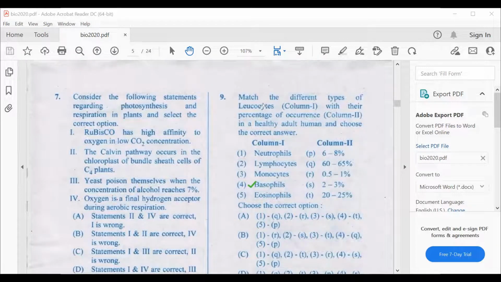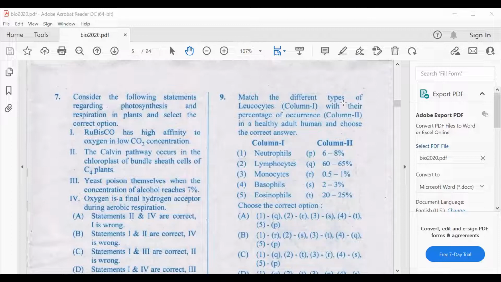The next question is the 9th question. Match the different types of leukocytes, column 1, with their percentage of occurrence, column 2, in a healthy adult human and choose the correct answer. Leukocytes means types of WBC, white blood cells. We have many types of WBC like neutrophils, lymphocytes, monocytes, basophils, and eosinophils.